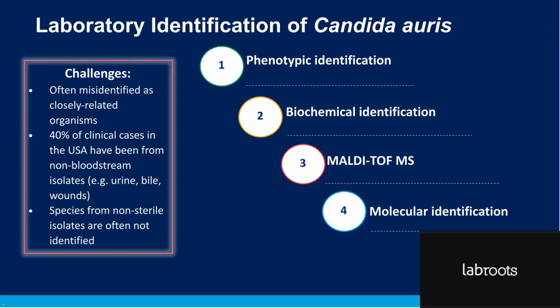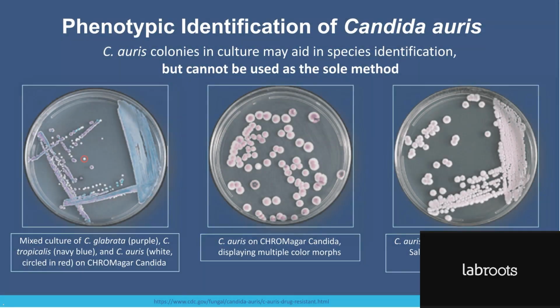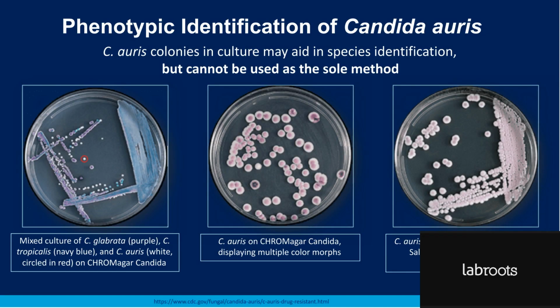Phenotypic identification, what we mean by this is basically looking at colonies on growth plates, and there have been many challenges because it's very hard to identify and very easy to misidentify. What I'm showing here are some specialized agar plates, the CHROMagar plates, which are not commonly used in most laboratories. They can help somewhat in the identification, but even with these plates, the colonies are really hard to tell apart from other types of Candida.